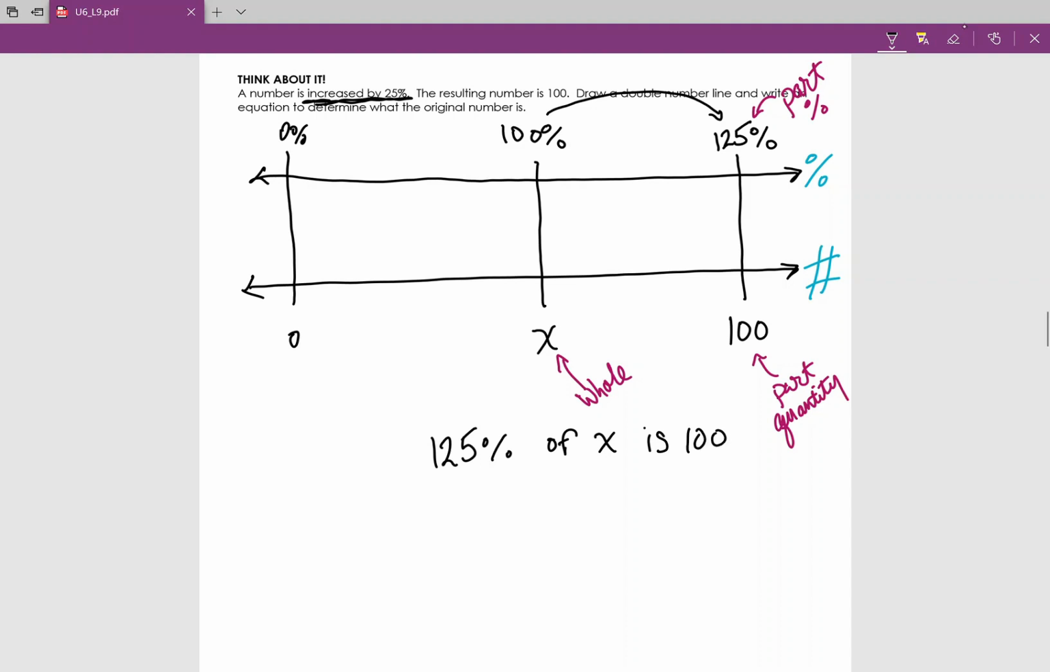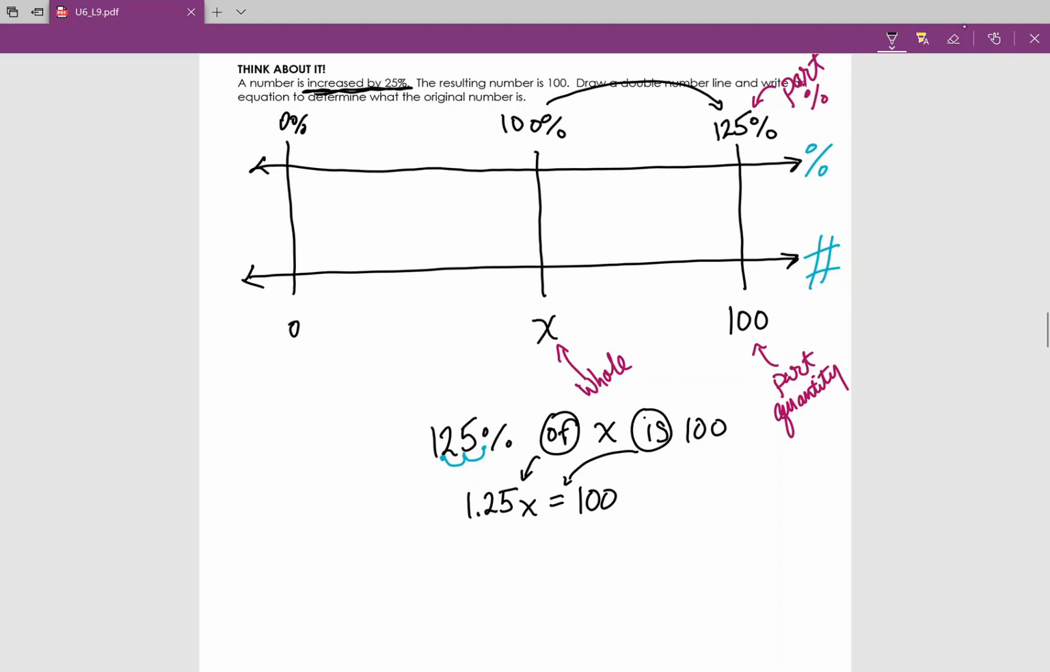I know that I can't just write a percent like this. I need to put it as either a fraction or a decimal. Today, let's do decimals. Our decimal's right here. Let's move it over 2 spots to the left, and we get 1.25 x equals 100. I know that of represents multiplication, and I know that is represents an equal sign. So that's how I got my equation. Now that we have it, we can solve it. Divide both sides. And we get x is equal to 80. And that's our final answer.